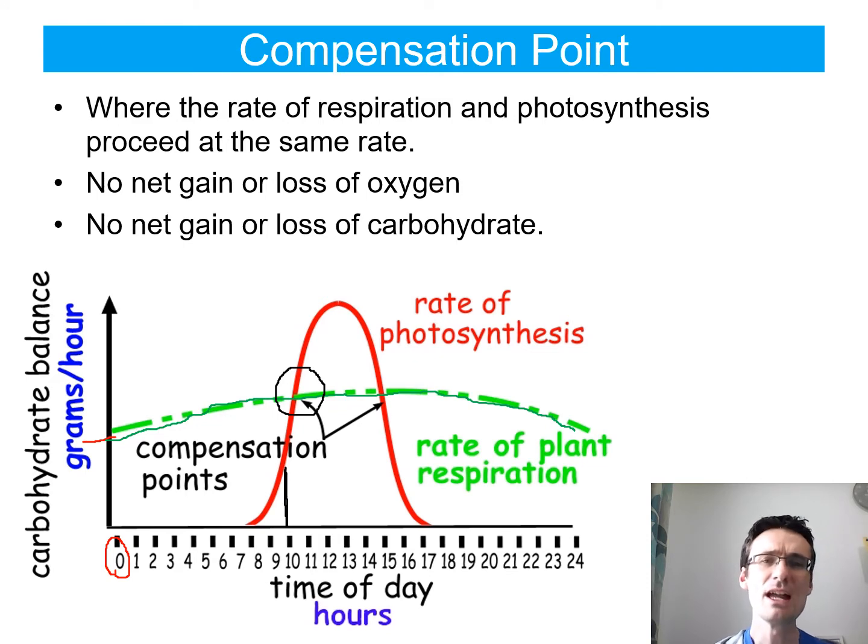So the compensation point is the point where the rate of respiration and the rate of photosynthesis are the same. So there's no net gain or loss of oxygen, and there's no net gain or loss of carbohydrate being made. And again, for us, carbon dioxide is not being released or absorbed any more than normal. And then during the rest of the day, when the sun's high in the sky and we're doing lots of photosynthesis, the rate of photosynthesis increases until it starts to drop again in the late afternoon. And then there's a second compensation point where the rate of photosynthesis is lower than the rate of respiration. So at that point, the plant would start releasing carbon dioxide.